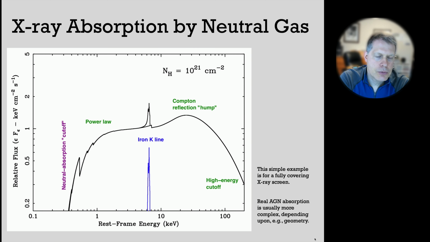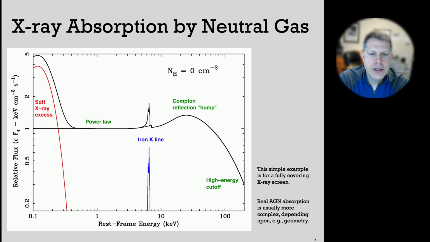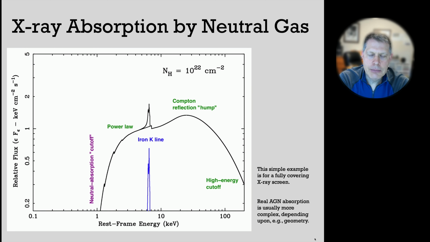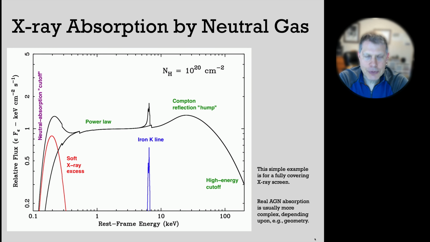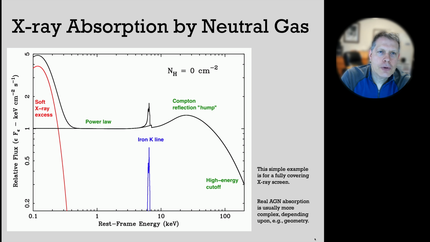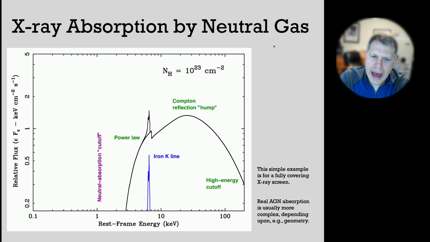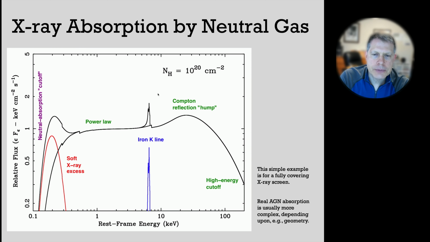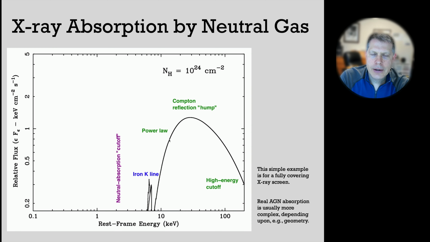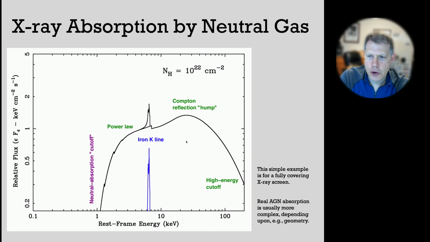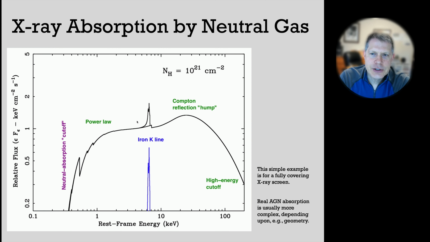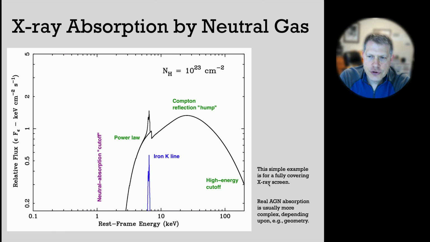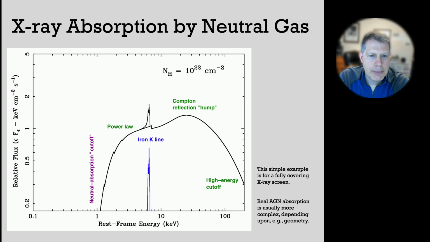I also just want to remind you that in addition to that sort of ionized absorber, in many active galaxies, the type 2 systems for example, we observe a lot of X-ray absorption by neutral gas. And that works via photoelectric absorption. Here I show the effects of that photoelectric absorption on that typical AGN spectral energy distribution for the case of a fully covering X-ray screen, so a rather simple geometry.